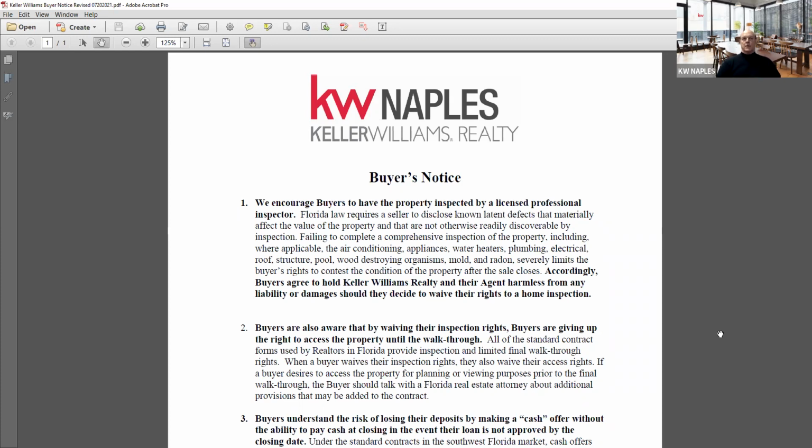we developed this notice that basically when I see a contract in compliance now with 0 inspection days where you're representing the buyer, I'm going to send you this note and say you need to have the buyer sign this. So real briefly, we're recommending that you have inspections, and here's what inspections can do. Accordingly, buyers agree to hold Keller Williams Realty and their agent harmless from any liability or damages.